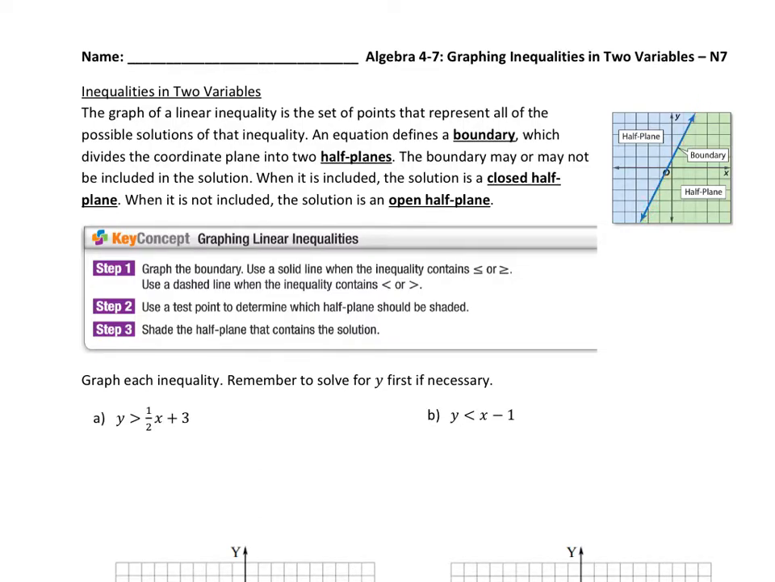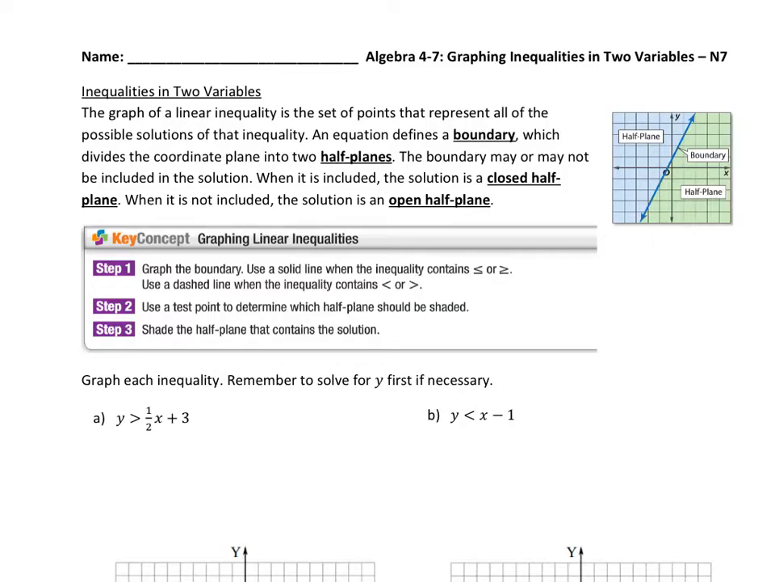So here's what we do. We graph the boundary, which is the inequality. We use a solid line when it contains less than or equal to or greater than or equal to, a dashed or dotted line when it contains less than or greater than. To determine how to shade, we're going to use a test point to determine which half plane should be shaded, the upper or lower. In most cases, I like to use the point 0, 0, unless the boundary goes through 0, 0. Then you have to pick another point. Then you're going to shade the half plane that contains the solution.